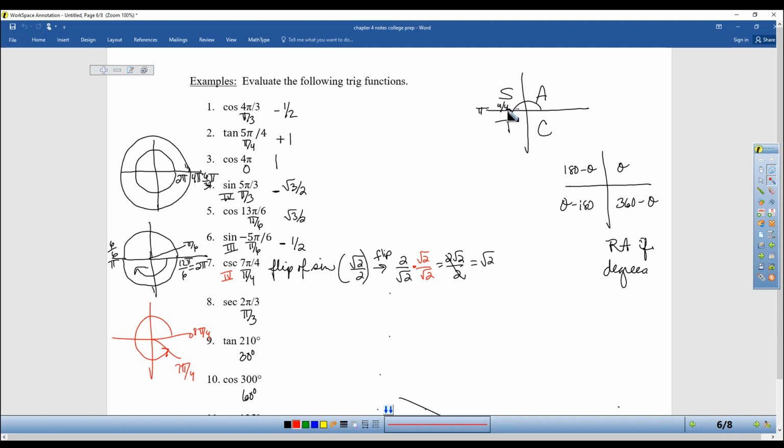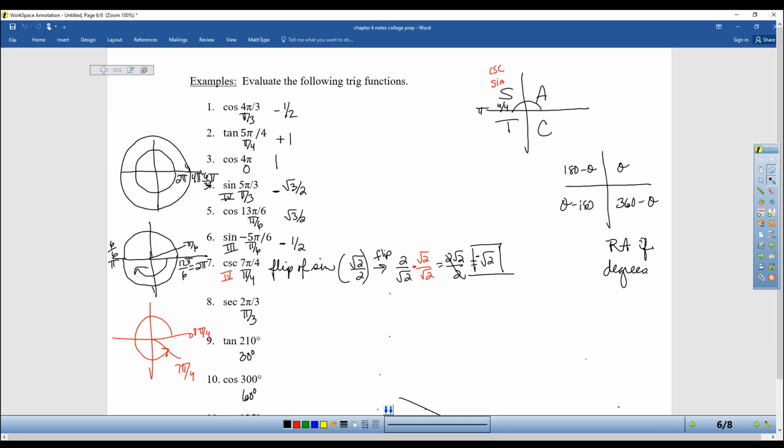Cosecant's not on there. Well, you have to know that cosecant goes with sine. This is sine and cosecant, they go together. So in quadrant 4, they're negative. So my final answer is negative root 2.